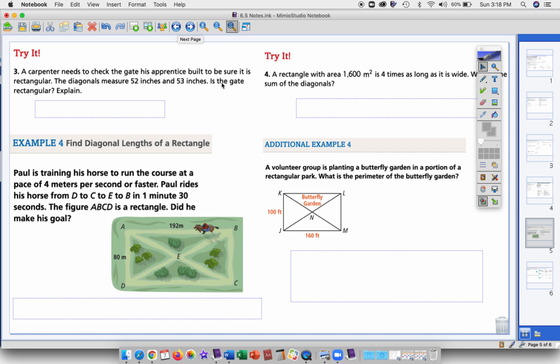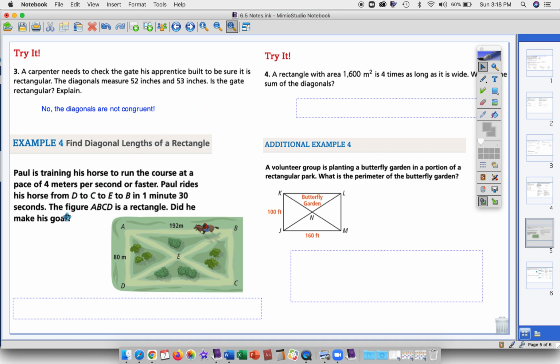Okay, so what I'd like you to do is try these 4 examples. Pause the video and then come back when you're done. Okay, let's see how you did. So we have diagonals of 52 inches and 53 inches. Those diagonals need to be congruent, right? So if they're not congruent, we don't have a rectangle.